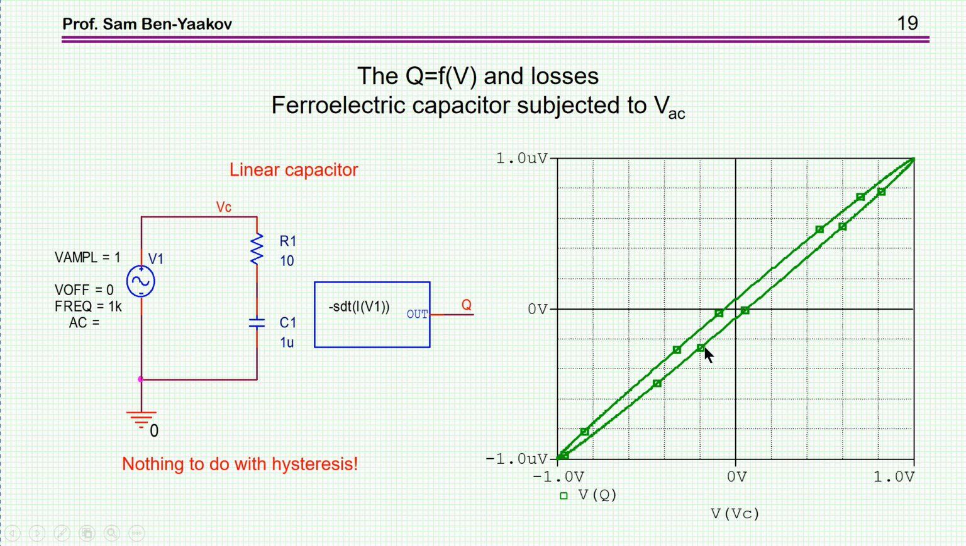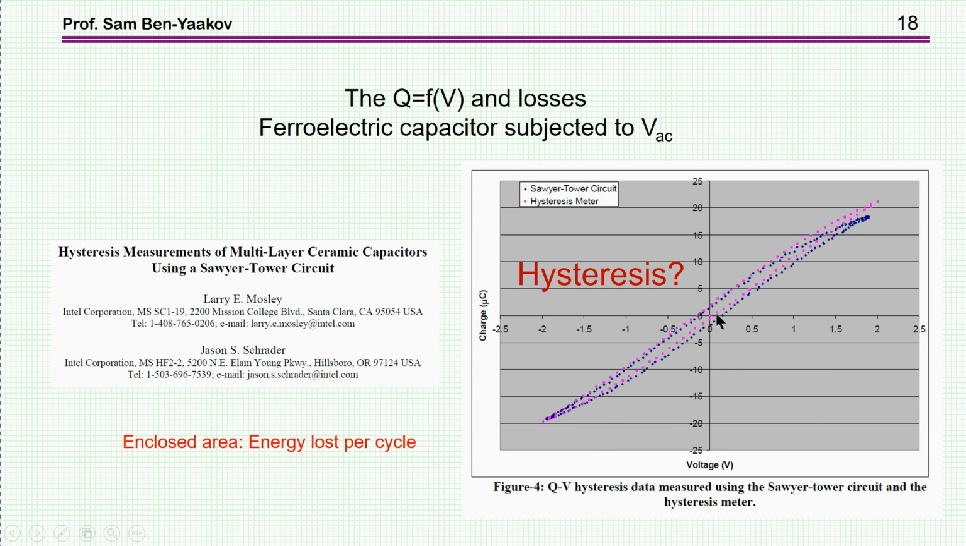Looks like hysteresis, but it is not, because this circuit has no hysteresis process or phenomena associated with it. This is just a simple linear capacitor and a linear resistor. So we get this curve, which is, of course, very similar to this curve.